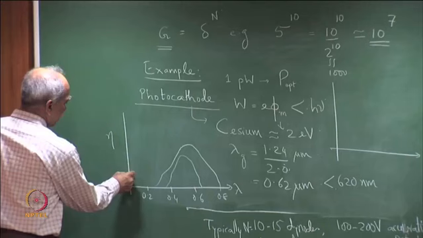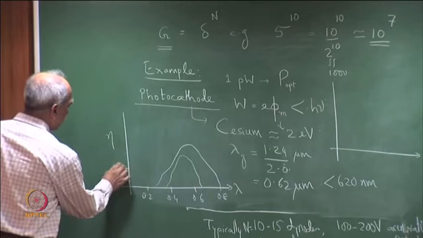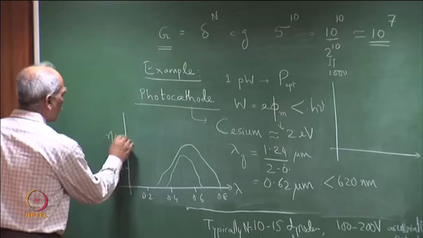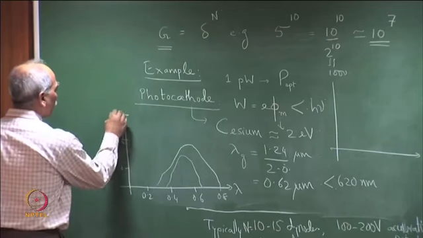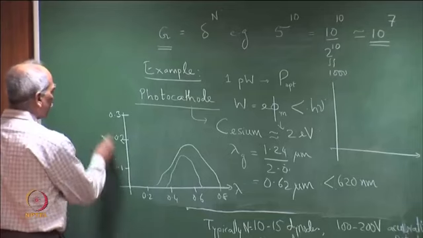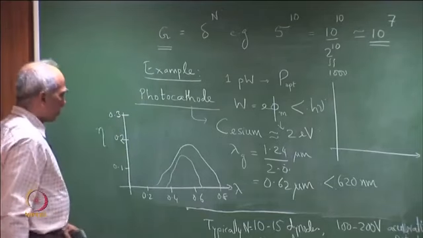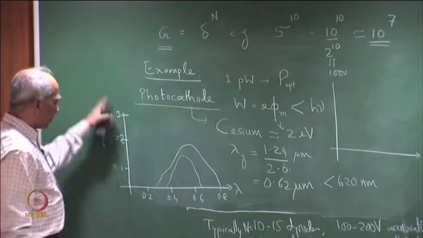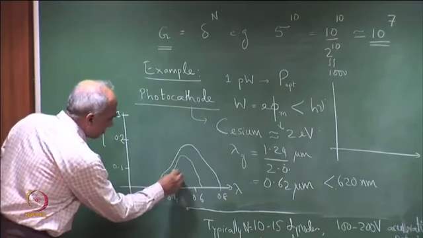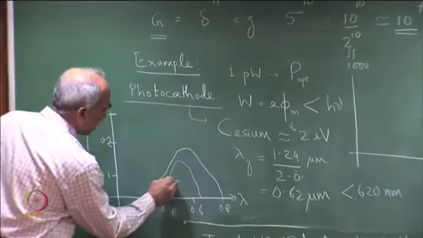And the numbers here for eta are about 0.1, 0.2, 0.3. The quantum efficiency of the detector is of this order here. So, this is for cesium.